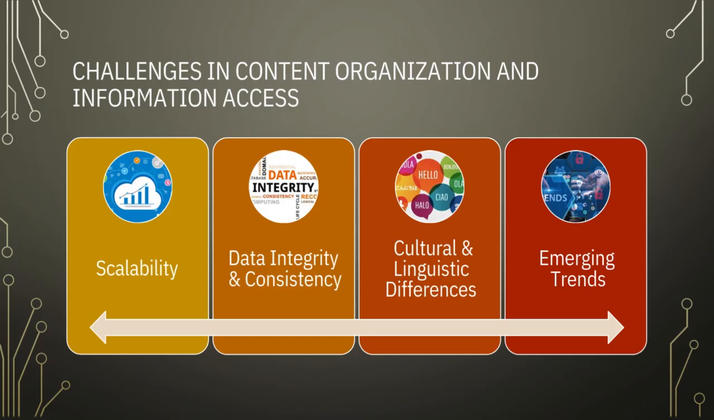The final challenge relates to emerging trends. Rapid developments in technologies such as artificial intelligence, machine learning, and semantic web applications are changing how information is organized and accessed. Digital libraries must continuously adapt to these trends while ensuring that new technologies are implemented responsibly and effectively. Addressing these challenges is essential for developing digital library systems that remain reliable, inclusive, and capable of supporting effective information access in the long term.